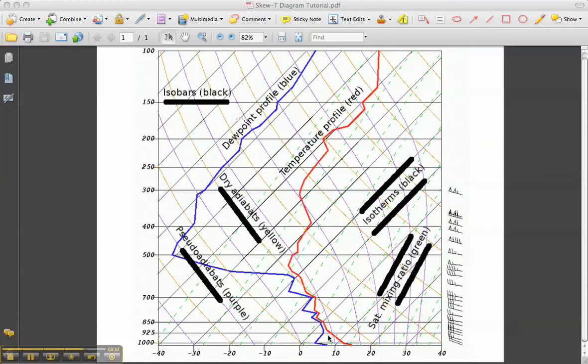So now you know how to read temperature. Now, environmental temperature, we're not talking about air parcel, we're talking about environmental air temperature and environmental dew point temperature.